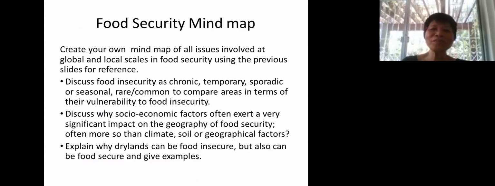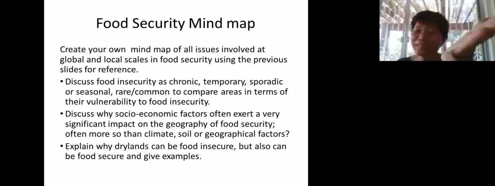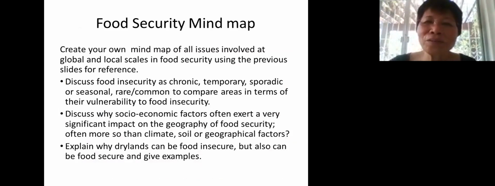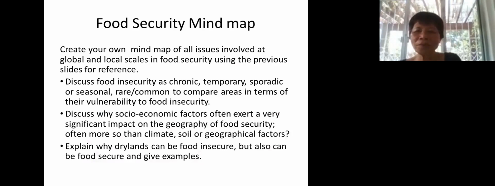Now we will go to the food security mind map. Now I'm introducing another one. What is a mind map? I want you to create your own mind map involving global and local issues in food security, using the previous slides for reference. Discuss food security as chronic, temporary, sporadic, or seasonal, and discuss why socioeconomic factors often exert a very significant impact on the geography of food security, often more so than climate, soil, or geography. So according to them, it's more of socioeconomic factors than climate, soil, or geographical factors.